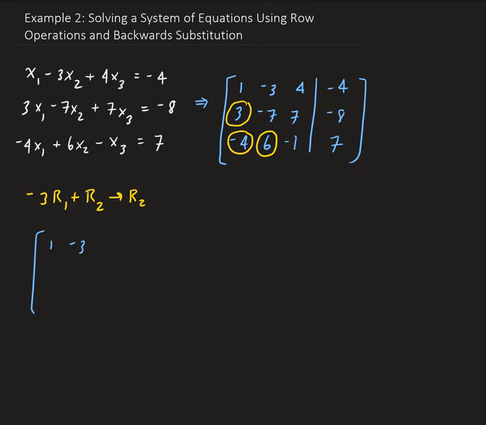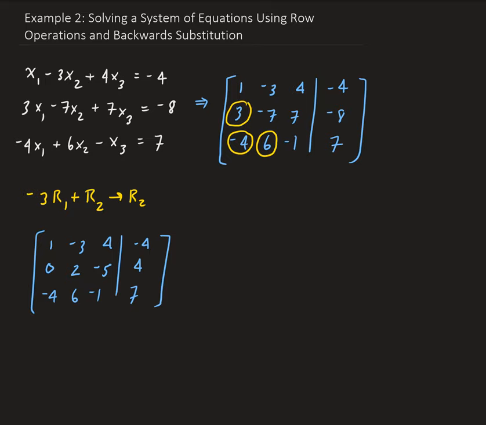So we have 1, minus 3, 4, negative 4. In the second row, minus 3 plus 3 gives us 0. Negative 3 times negative 3 gives us 9, and 9 minus 7 gives us 2. Negative 3 times 4 is negative 12, and negative 12 plus 7 gives us negative 5. Negative 3 times negative 4 is 12, and 12 minus 8 gives us 4. For the last row, we have minus 4, 6, negative 1, and 7.